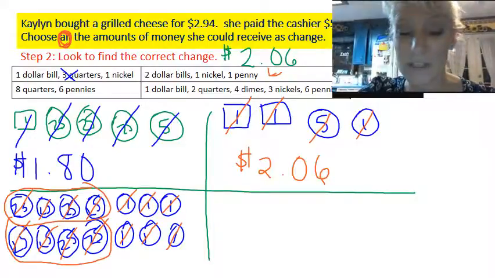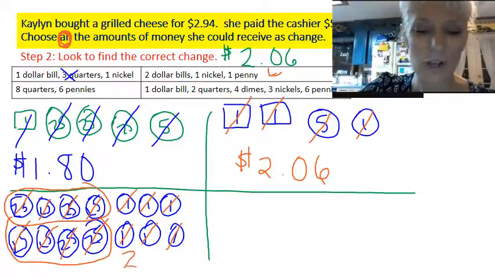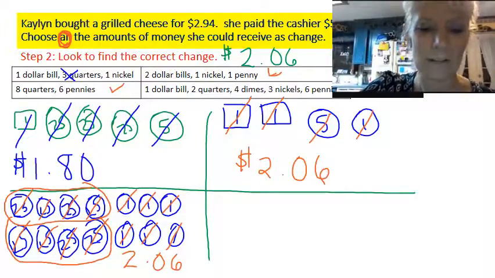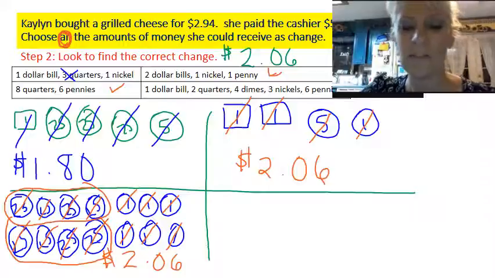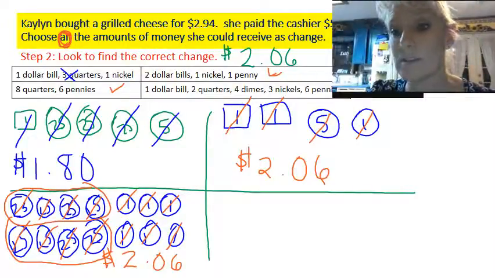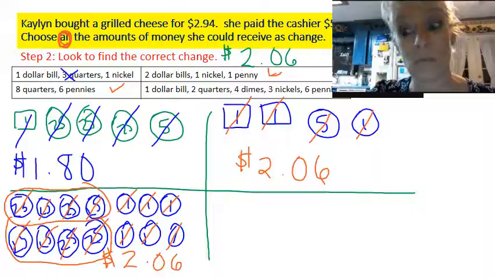I'm glad we went looking some more because this is $2.06. So right here, I need my $ sign. Right here, I found another one that has a value of $2.06, but I'm not done. I have one more to check out.